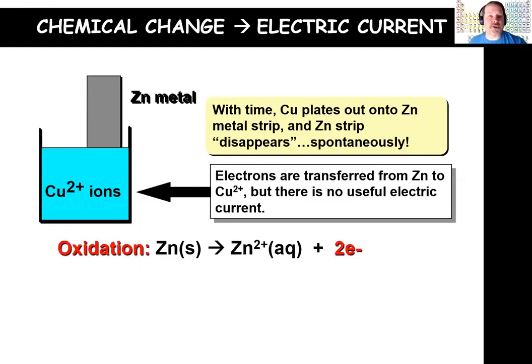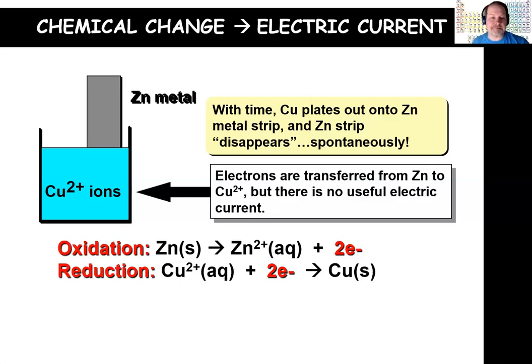But there's no useful electricity that's generated in this particular combination of solutions. But we do get to understand some of the basics that are taking place. Zinc metal, which is listed as zinc solid, gets converted into zinc ions as it releases, produces, gives off, transfers 2 electrons. We'll be using all of those words synonymously.